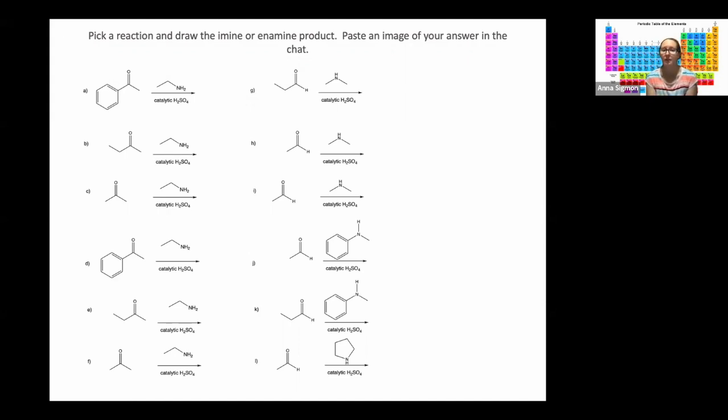So pick any of these reactions and draw either the imine or the enamine product, depending upon the type of amine that it's reacting with, primary or secondary, and then take a picture of your answer and paste it into the chat. If you're having trouble reading this on the video, you can go to the slides in Canvas and look at the slide with all the reactions shown.